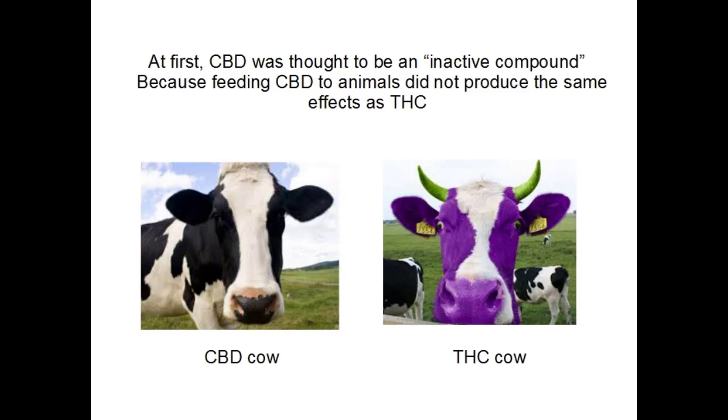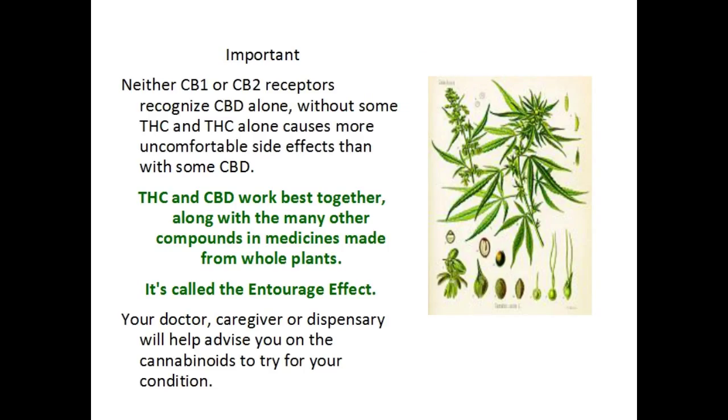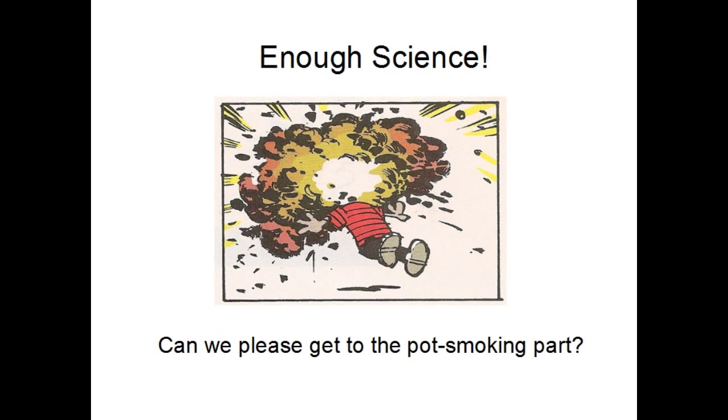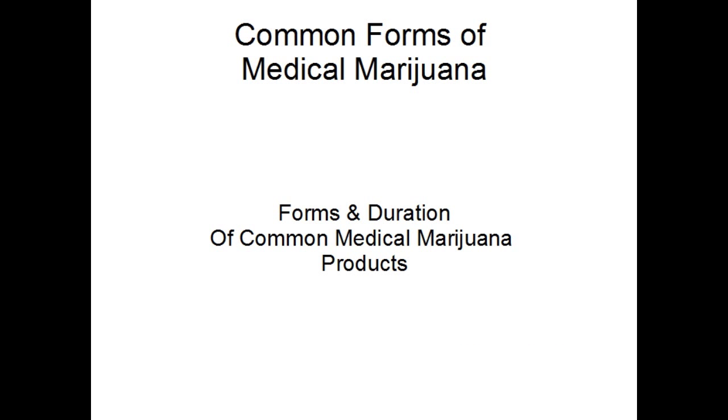At first, CBD was thought to be an inactive compound because feeding it to animals did not produce the same effect as dried THC. THC and CBD work best together along with the many other compounds found in medicines made from whole plants. It's called the entourage effect. Your doctor, caregiver, or dispensary will advise you on the cannabinoids to try for your condition. So, enough science. Let's look at common forms of medical marijuana.